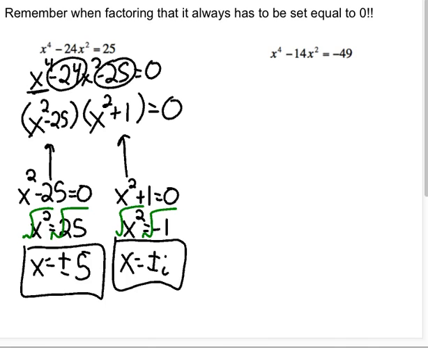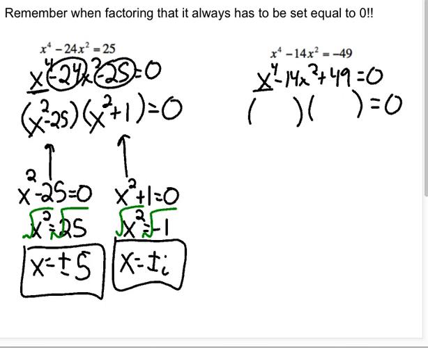And our last one, again, we need to make sure it's set equal to 0. So I'm going to add that 49 over. I'm going to set up my parentheses. So to get x to the 4, I'm going to need x squared and x squared. Two things that multiply to 49 and add to negative 14. Well, this tells me they have to be the same sign, and that sign is going to be negative. So I believe it's going to be x squared minus 7 and x squared minus 7, because those will multiply to be positive 49 and add to negative 14.